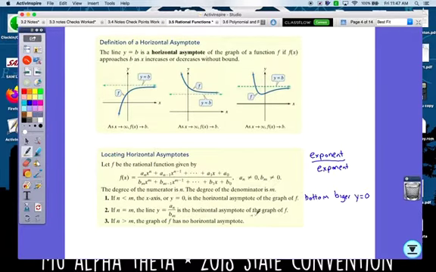All right, skip on down to 3. If the top is higher, the top is bigger, you're not going to have a horizontal asymptote. Wow, I can't spell bigger today. There we go. The top is bigger. You're going to have no horizontal asymptote.